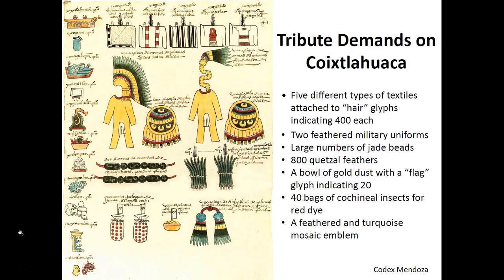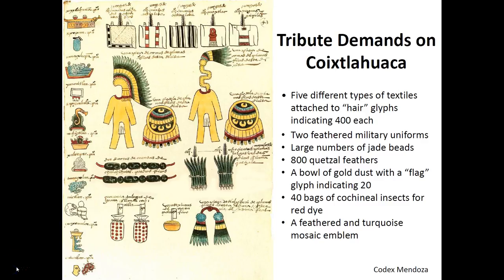After a territory was subjugated and incorporated into the Aztec Empire, they were expected to pay tribute on an annual basis to the emperor. This is like a form of tax. However, it was not just a percentage of their earnings, but rather there was a set amount of certain resources that were required to be provided. And here from the Codex Mendoza, we have a page that describes the tribute demands on Coayxtlahuacan, a city-state in Oaxaca that was conquered by the Aztec.